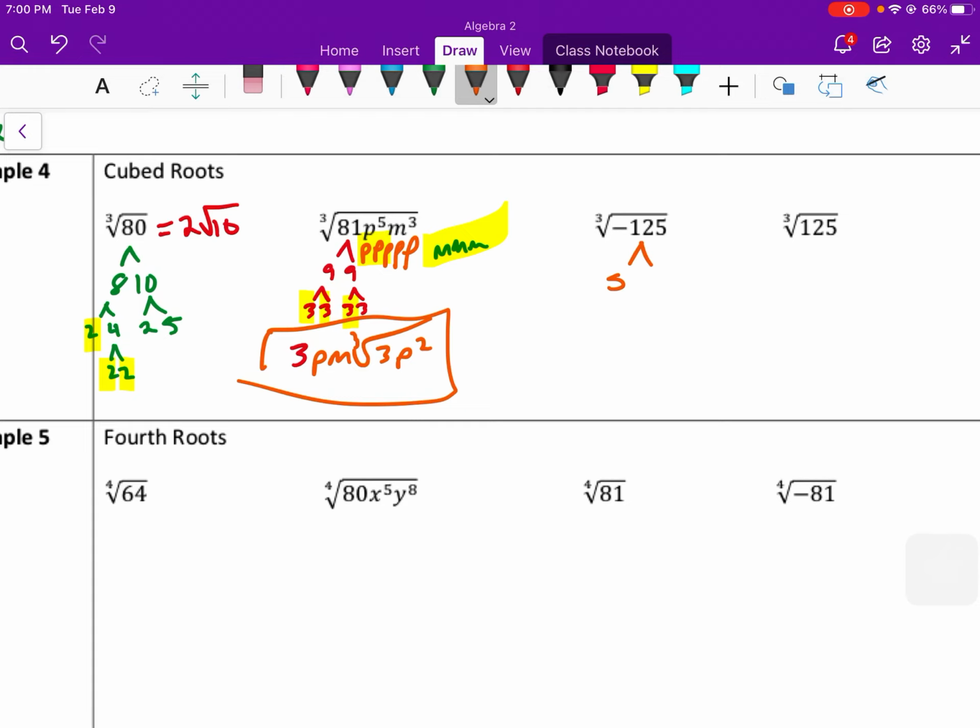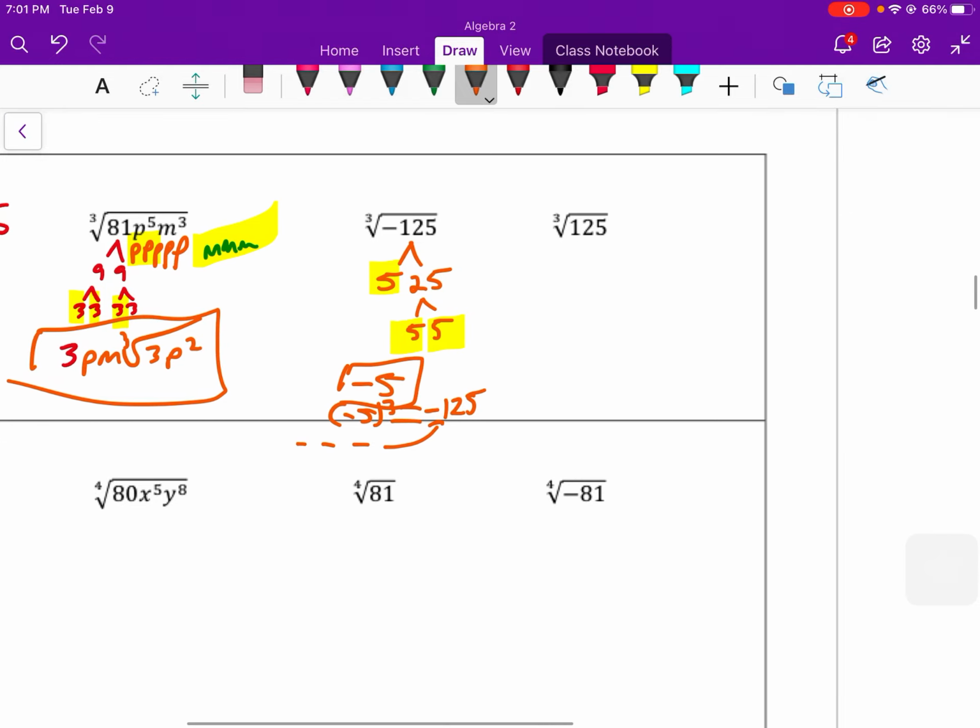So negative 125, the factors are going to be 5 and 25, and then 5 times 5. So we have 3 factors. And in this case, we can have a real number because it's cubic. So since it's cubic, it'll be that odd number, so you can get negative. So when we pull out that factor of 5, what's left is negative 5. And that's because negative 5 cubed is negative 125. Because when you have an odd amount of negatives that are being multiplied by each other, it will be a negative answer. So the cubed root of a negative will still be negative.